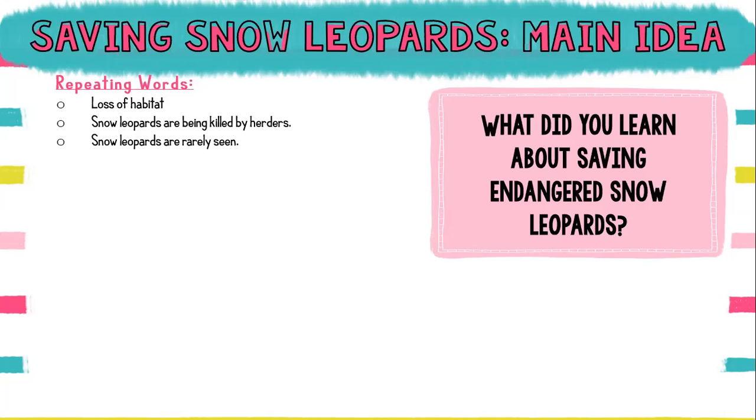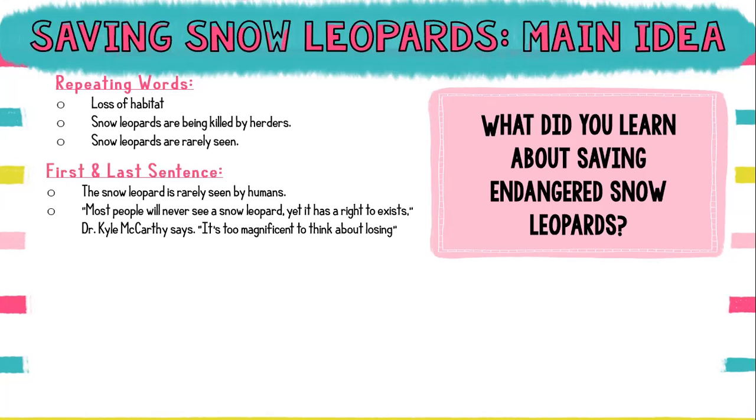So repeating words. Some things that we've noticed in the repeating words is loss of habitat. That was repeating in the table. That was repeating in the text. Snow leopards are being killed by herders. So that was talked about in the text, and it was also talked about in the table. And snow leopards are rarely seen. So they talked about that several times in the text as well.